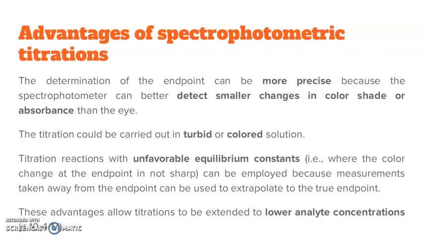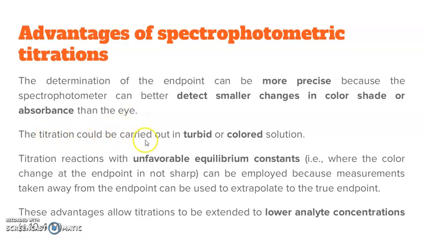There are several advantages, as I have mentioned. The determination of the endpoint can be more precise. In conventional titrimetric analysis, we come across certain cases where we cannot distinguish the change in the color. Rather, the change in the color is so subtle that some fail to recognize the endpoint. And since that can be overcome in spectrophotometric titrations, the endpoint can be more precise because the spectrophotometer can detect smaller changes in color shade or the absorbance much better than our eyes.